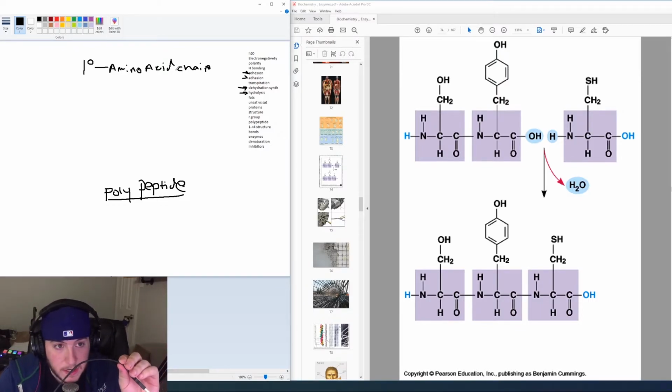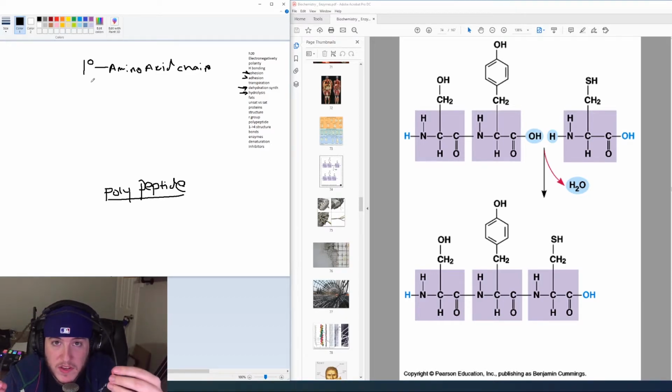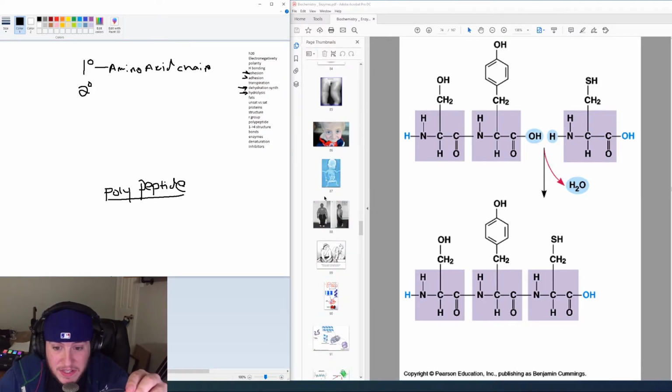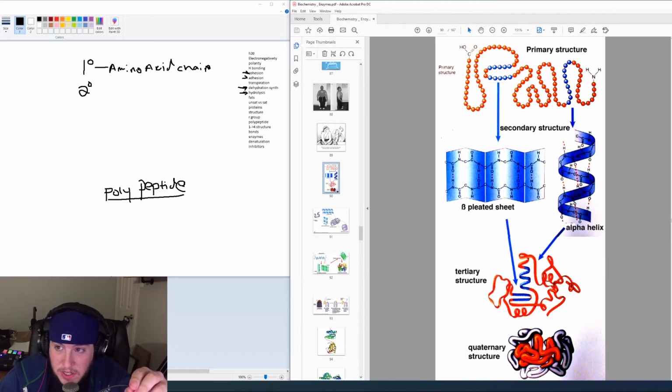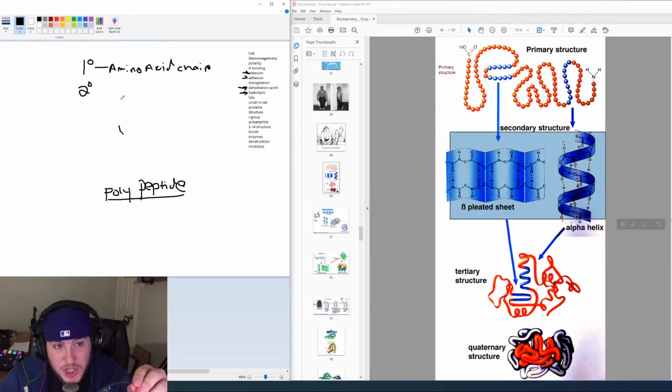Now, once I've got this amino acid chain, I want to start folding it because I want to condense it into the actual shape that it's supposed to be. That's what we call our secondary structure. Remember, we had 2 different kinds of secondary structure. Here's my primary structure, my chain of amino acids. My secondary structure, we had 2: the beta sheets and the alpha helix.